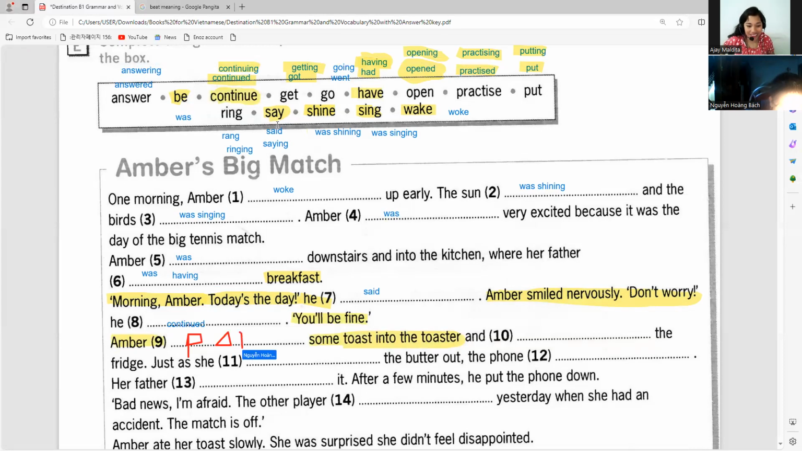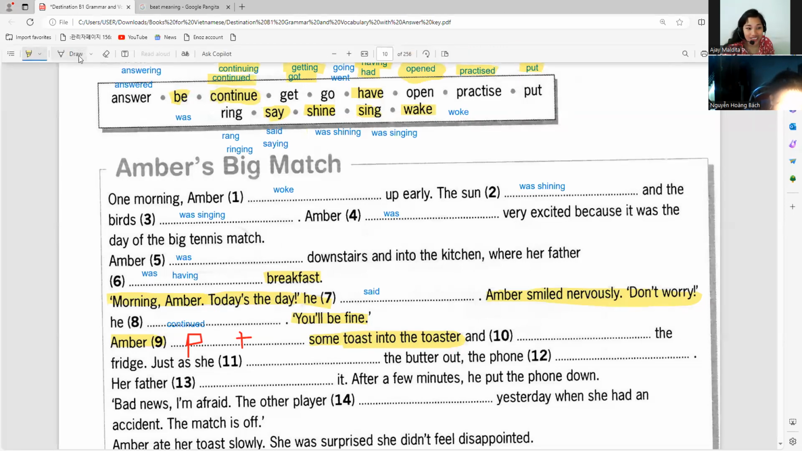What's that square? Oh, one back. This is okay. Can you write again? Rewrite. Okay, your answer is... yeah. So I'm so happy, one back. So you will say, Amber put some toast into the toaster.